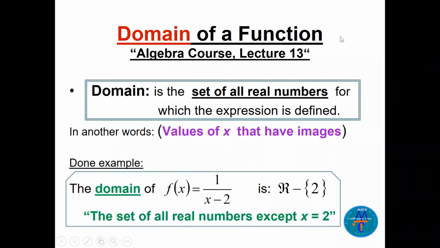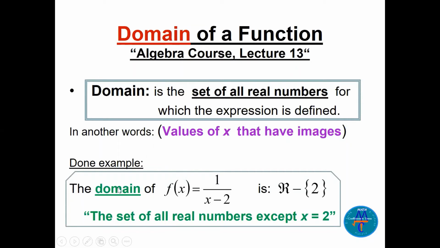Let's look now at the domain of a function. I have mentioned the domain by simple examples. You can see that please in the algebra course, lecture 13. You can go and check if you like. Now here we'll take more advanced examples. Just to remind you, domain is the set of all real numbers for which the expression is defined. In other words, we can say the domain is the values of the x that have images, or the set of inputs. Any way you say it, the important word is domain.